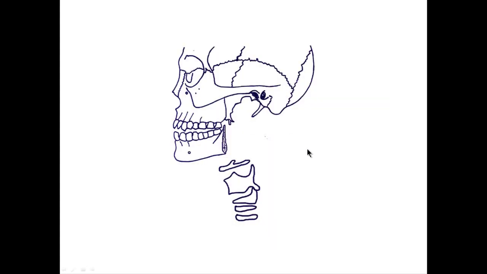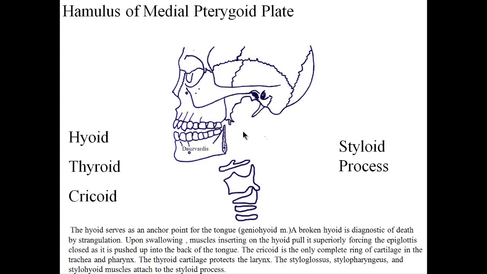All right, let's go on and build a pharynx right now. So here's the skull and the hyoid bone, the thyroid cartilage, the cricoid cartilage, and some tracheal rings. There's the styloid process. Here's the sphenoid with its pterygoid lamina, medial and lateral pterygoid lamina. Let's throw in some labels.